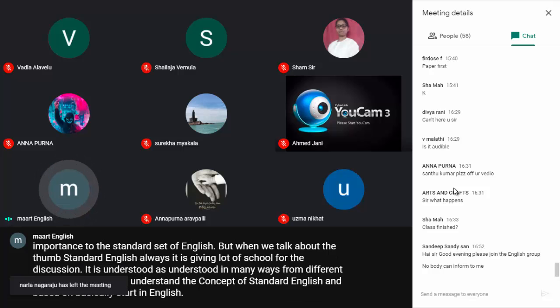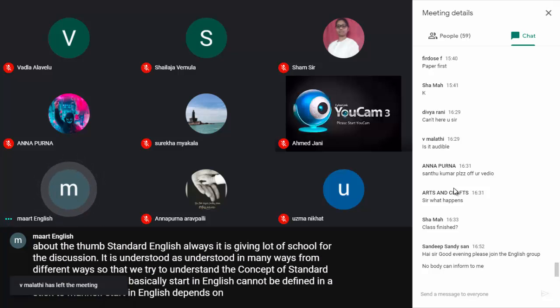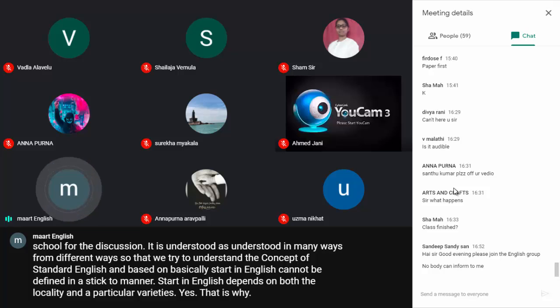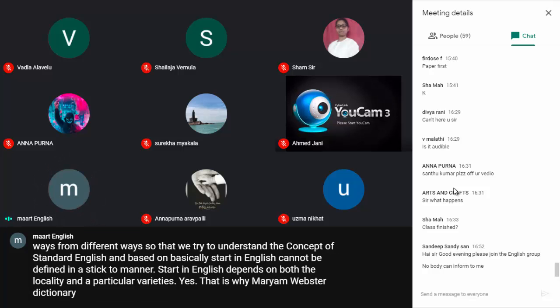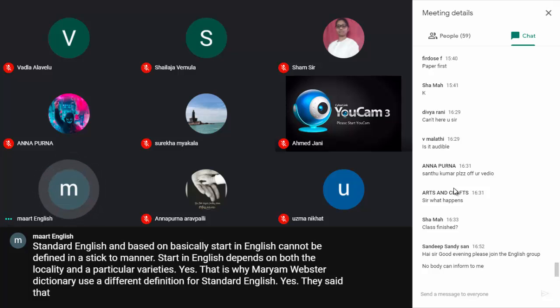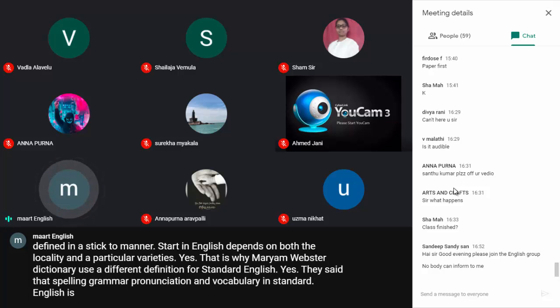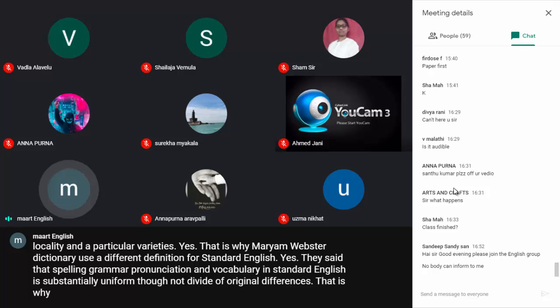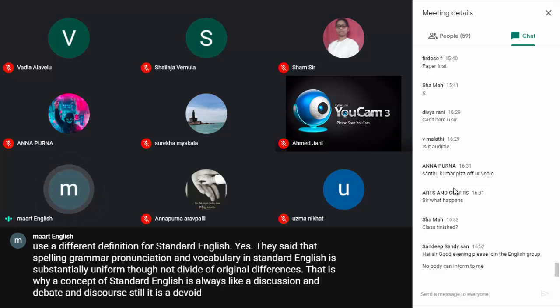Basically, Standard English cannot be defined in a strict manner. Standard English depends on both the locality and the particular varieties. That is why the Merriam-Webster Dictionary gives a different definition for Standard English. They said that spelling, grammar, pronunciation, and vocabulary in Standard English are substantially uniform, though not devoid of regional differences. That is why the concept of Standard English is always a discussion, debate and discourse. Still, it is a debate.